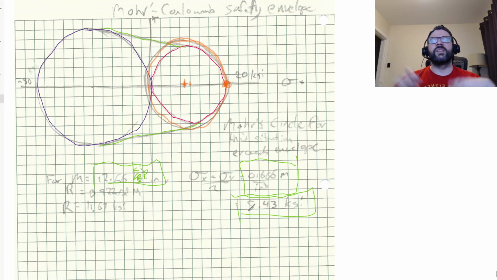So we do expect failure to occur based upon the Mohr-Coulomb criteria, as opposed to the maximum principal stress. So two different failure criteria: one of them not predicting failure, one of them predicting failure basically before the other one does. And yeah, that's about that.